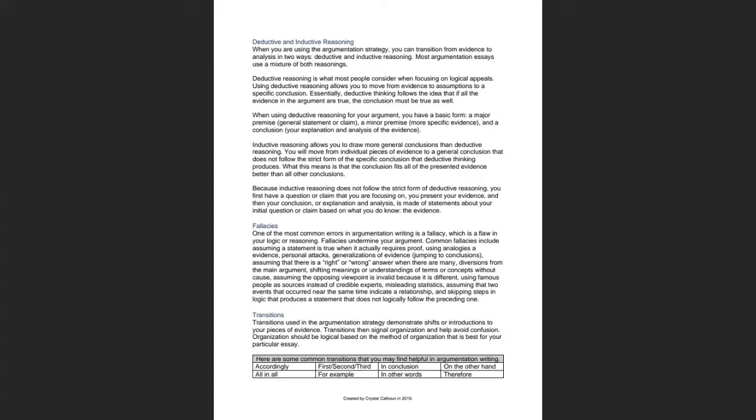Fallacies. One of the most common errors in argumentative writing is a fallacy, which is a flaw in your logic or reasoning. Fallacies undermine your arguments. Common fallacies include assuming a statement is true, but it actually requires proof; using analogies as evidence; personal attacks; generalization of evidence, or jumping to conclusions; assuming there is a right or wrong answer when there are many; diversions from the main argument; shifting meanings or understandings in terms of concept without cause; assuming the opposing viewpoint is invalid because it is different; using famous people as sources instead of credible experts; misleading statistics; assuming that two events that occurred near the same time indicate a relationship; and skipping steps in logic that produces a statement that does not logically follow the preceding one. There are also tons of other fallacies.